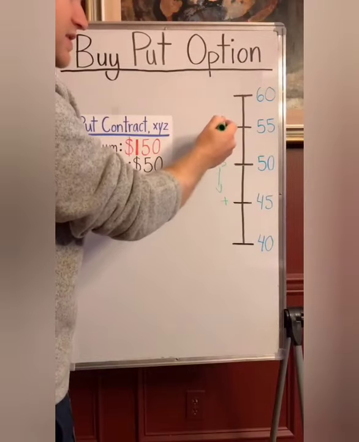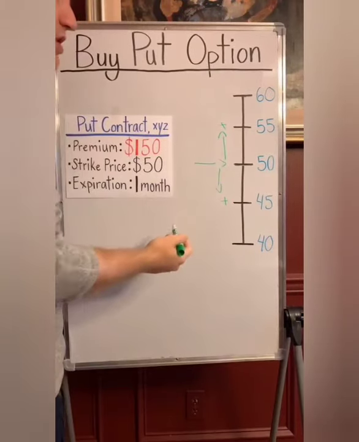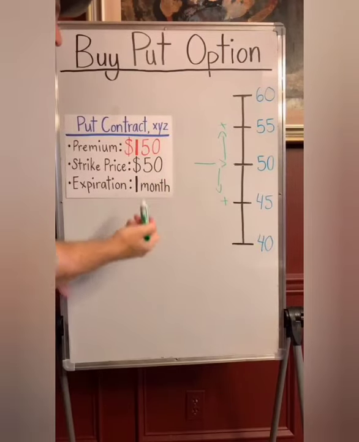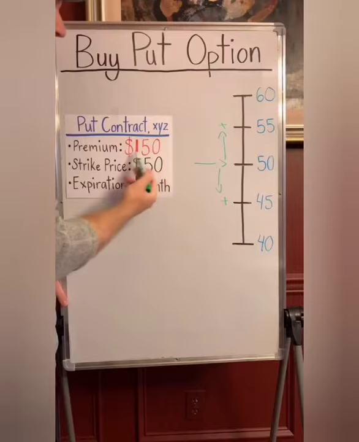Now let's say that the opposite scenario happens. Right before expiration, it's at $55 a share. Well, I'm not going to sell it at $50, so what do I do? Nothing. I let the contract expire and I lose the $150 I paid in premium.